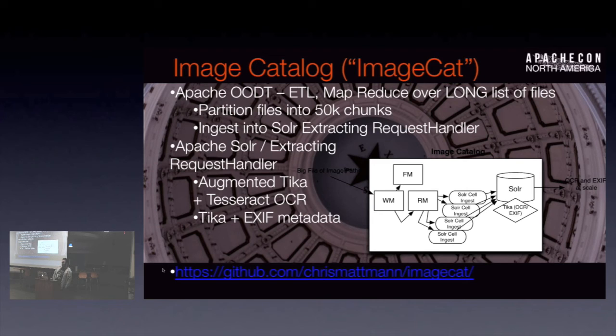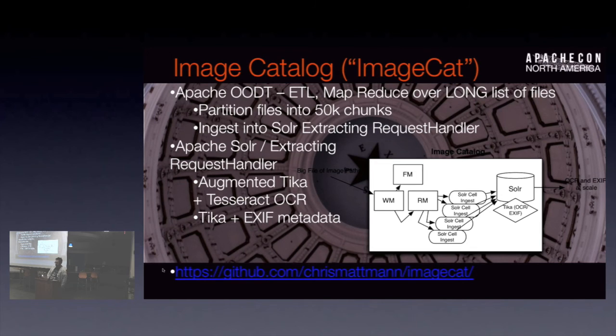It's a big MapReduce project. It uses software called Apache ODT, which some of you are here for, to do ETL. Basically, it takes all those image sets, MapReduce-divided into partition lists of size 50,000, and then shoves those 50,000 images into Solr using Tika and does all the metadata extraction, similarity, and OCR and things like that.